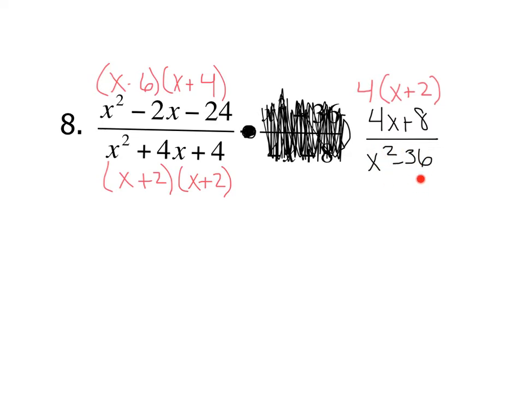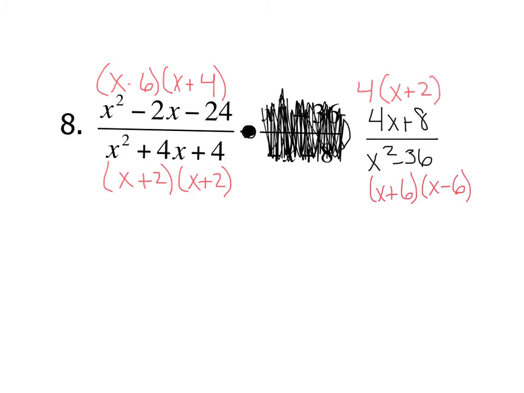Now we do have the C here, but there is no B, meaning that B is 0. So the numbers would need to multiply to be negative 36 and add to be 0. The only numbers that do that are x plus 6 and x minus 6.